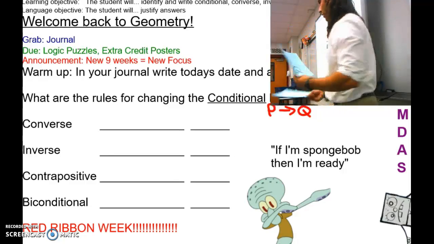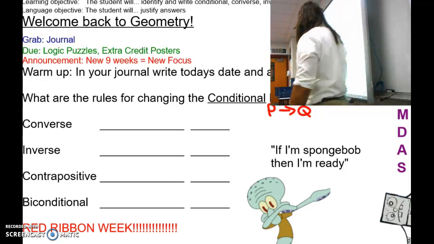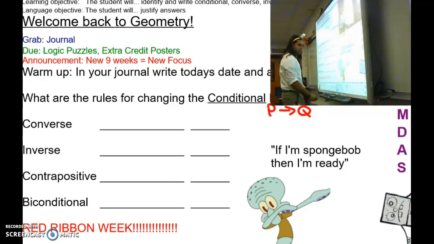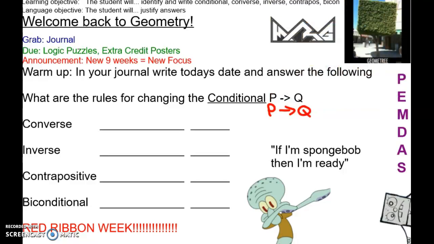Right? So, what are we going to put for this blank here? What are the rules for changing? For converse, we're going to put switch. Okay? We switch the order. So instead of P arrow Q, it's going to be Q arrow P. Right? That's converse.